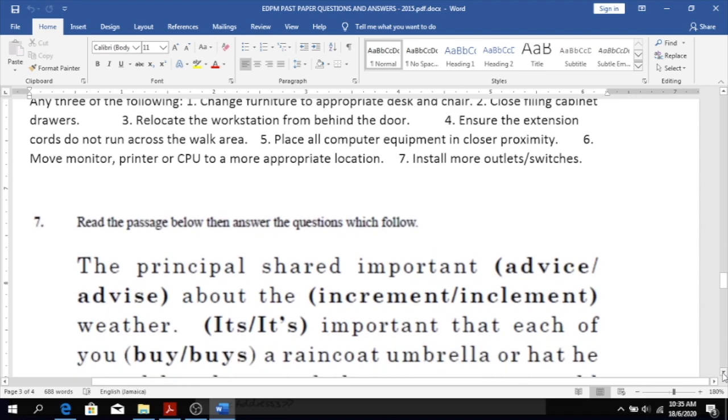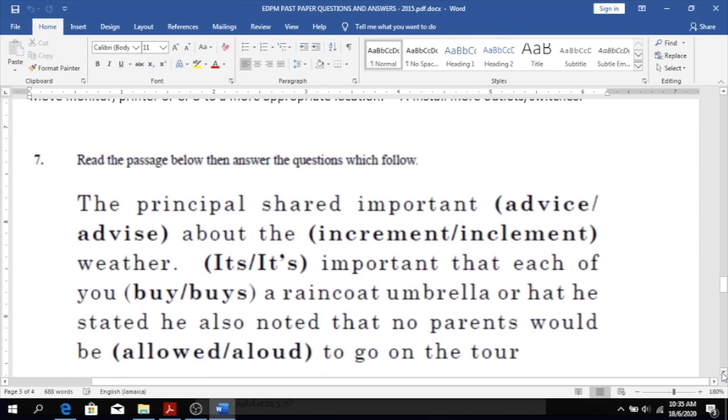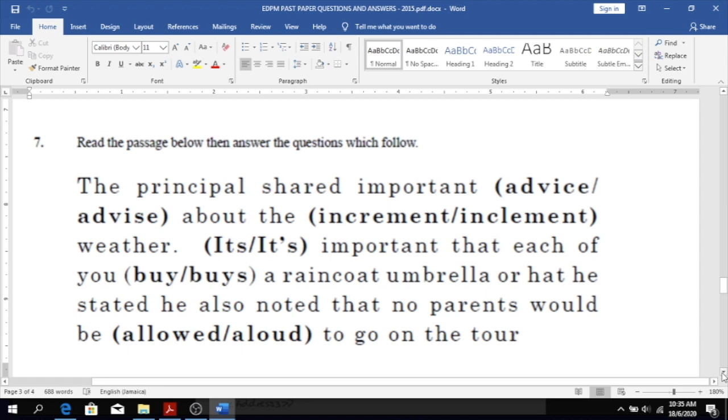Number 7, read the passage below, then answer the questions which follow. And you might be asking your question, this is English language. No, it's not. But when it comes on to document preparation and management, English comes into play. Right, so you will find questions like these.